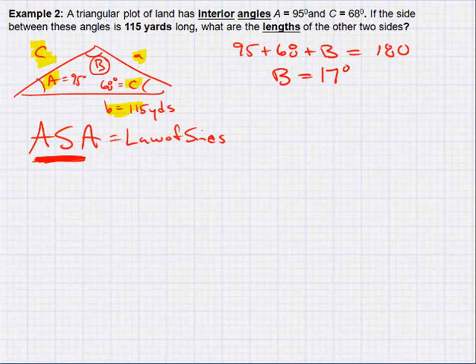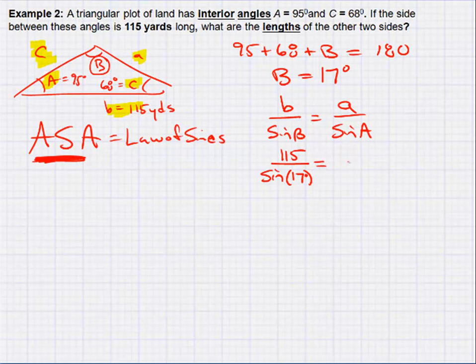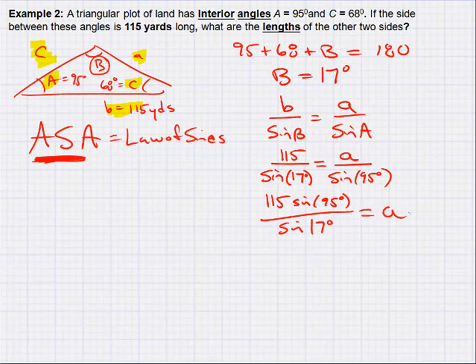Now we've got a pair, B and B. So I'm going to go B over sine B equals, let's start with A over sine A. I know side B is 115 and angle B is 17 degrees. And I don't know side A, but I know angle A is 95. Solving for A, I get 115 times the sine of 95 over the sine of 17.